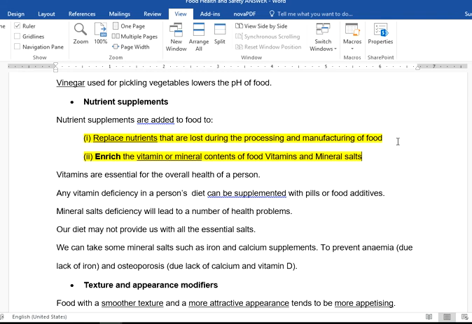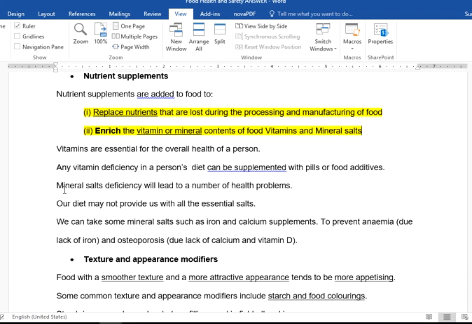Mineral salts are also essential, and it's not easy to obtain vitamins and mineral salts from raw food. Raw food, whether you are eating meat, fish or vegetables, has very low levels of vitamins and mineral salts. So sometimes manufacturers will purposely add a little bit more of these vitamins and minerals to increase the nutrient level of the food. Mostly they add vitamins and mineral salts.